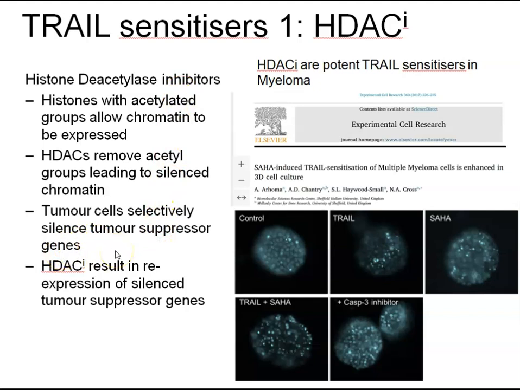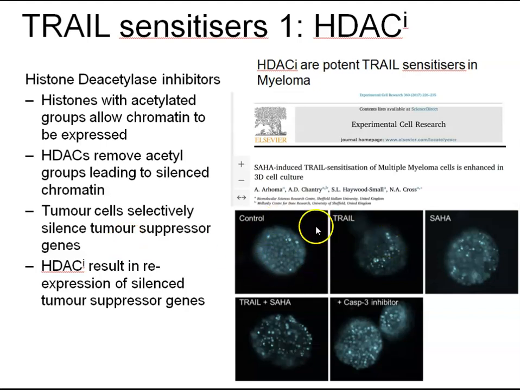but HDAC inhibitors tend to result in re-expression of silenced tumour suppressor genes. The rationale for using these in combination with TRAIL is that there may be some silenced tumour suppressor genes, maybe like BAX or something else, that's been silenced epigenetically. If we can cause them to be re-expressed, combined with TRAIL, we may get a more potent tumour kill.